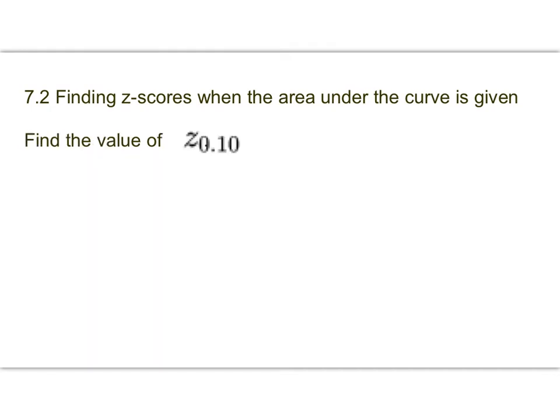All right, so let's find the z-score when the area under the curve is given. Find the value of z 0.1. So z 0.1 means the top 10%. And we really can't put that in the calculator. That's going to give us this area, where 10% is over here. We don't want that.